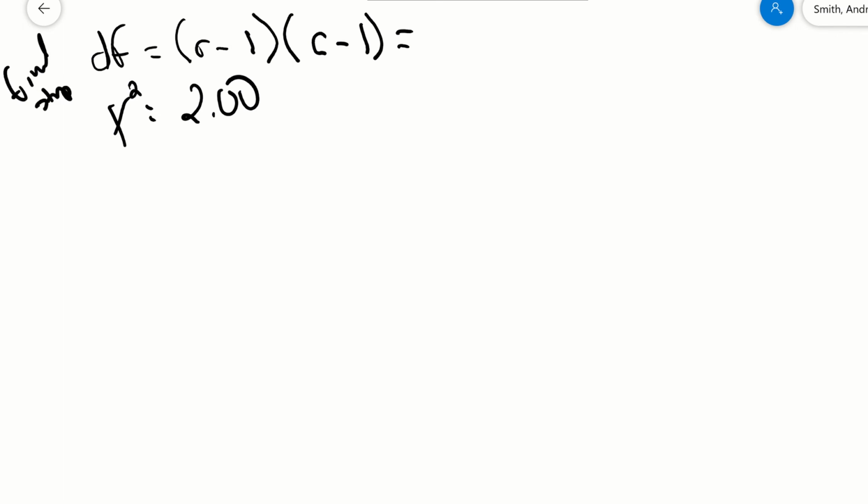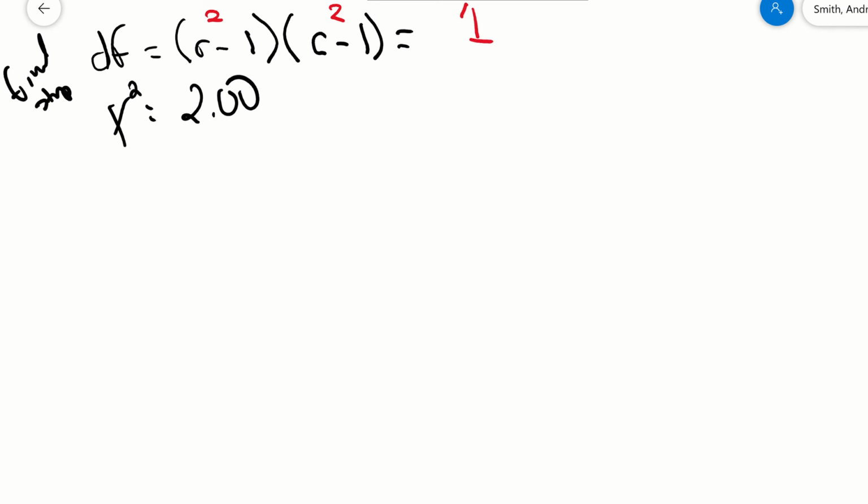Degrees of freedom are simply the number of rows minus 1 times the number of columns minus 1. So for this particular problem, there were 2 rows and 2 columns. This is our original table. So there were 2 rows and there were 2 columns. So it's 2 minus 1, which is 1, times 2 minus 1, which is 1. So that gives us a degrees of freedom of 1.